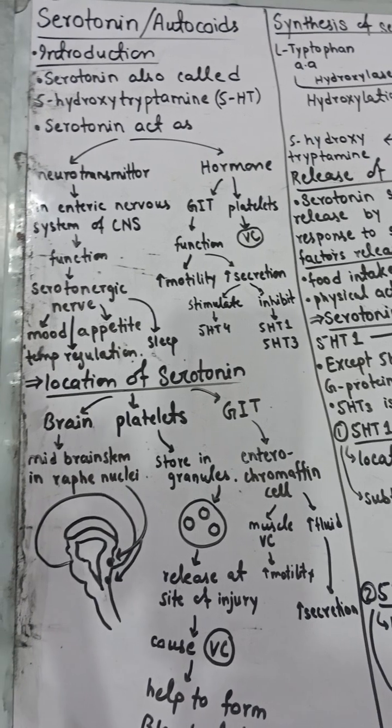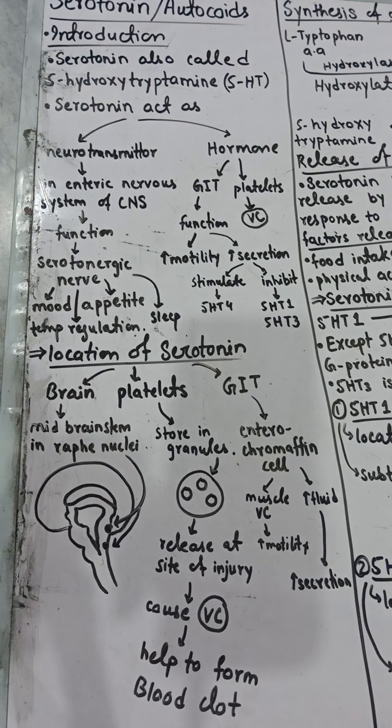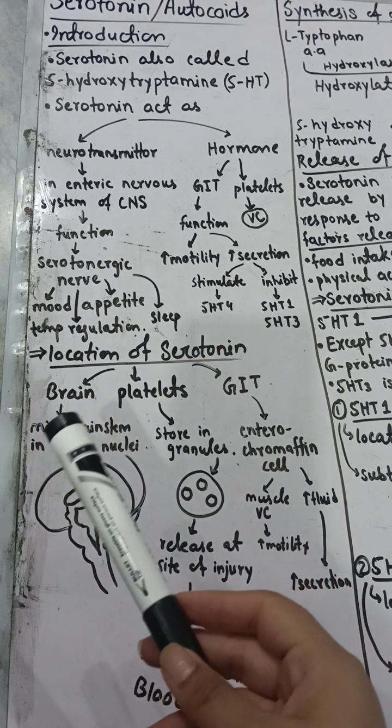Next, where is serotonin present and how is it released? It is present in three sites, as we have discussed. First is the brain.